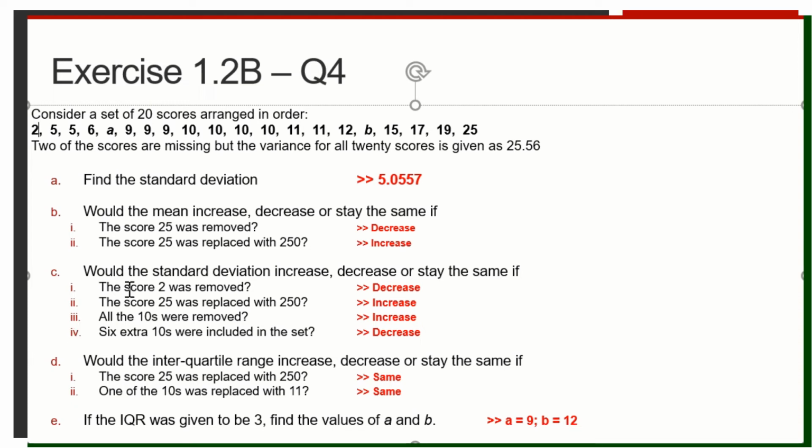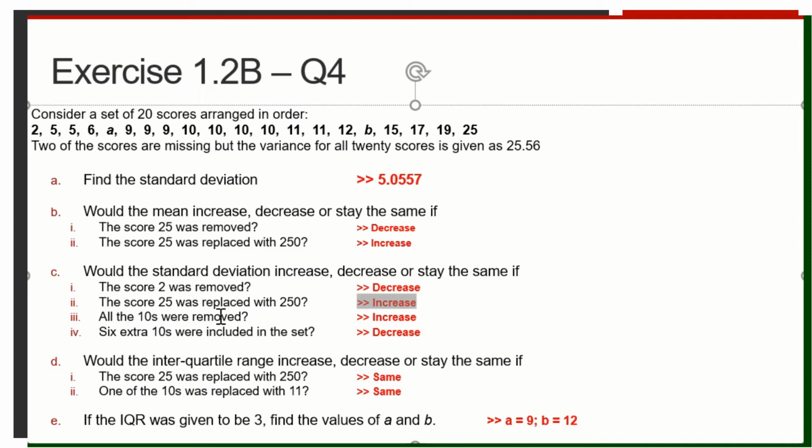This one is very obvious. The score 25 was replaced with 250. Of course, your standard deviation will increase. You are making the dispersion in the data so great. The outlier is so great, so of course it will increase.